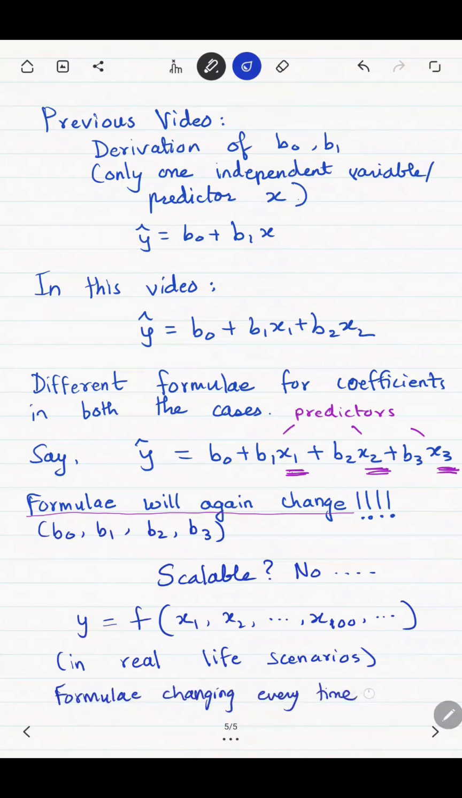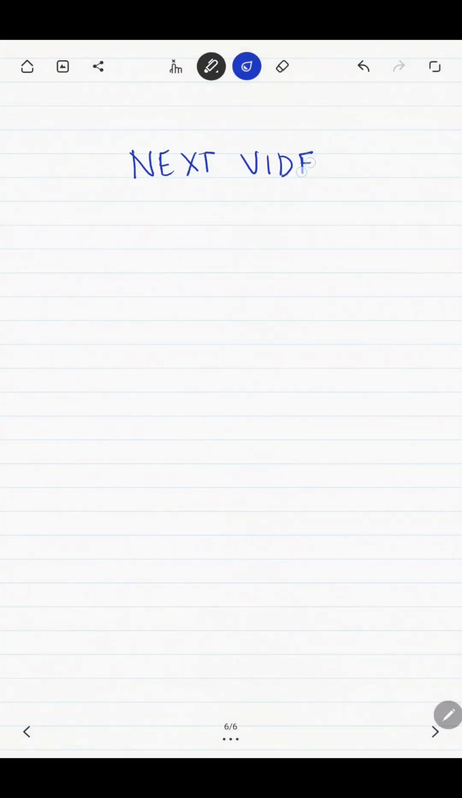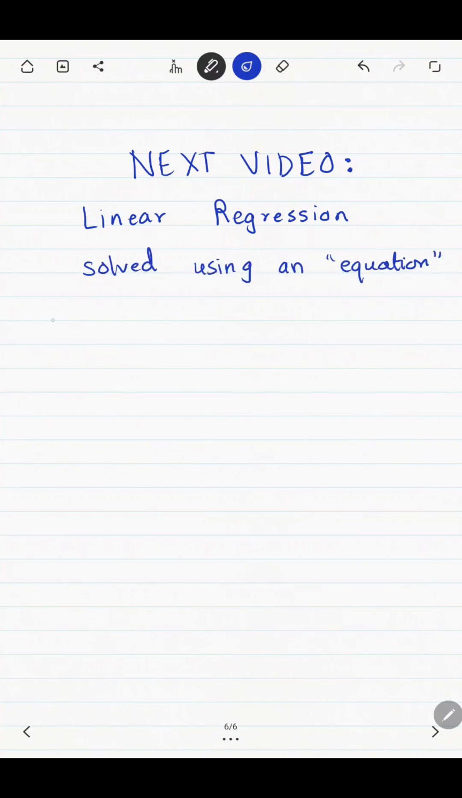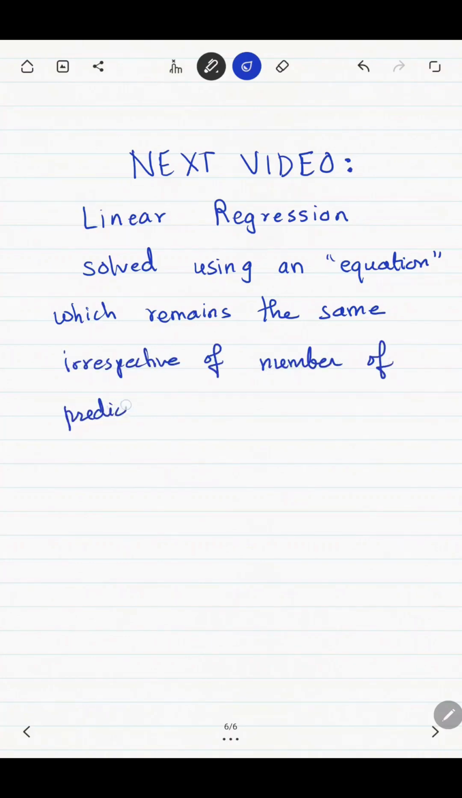So in the upcoming videos now, we'll study some techniques to solve linear regression, and we'll try to find out an equation or use an equation which will remain the same irrespective of the number of predictor variables or number of independent variables.